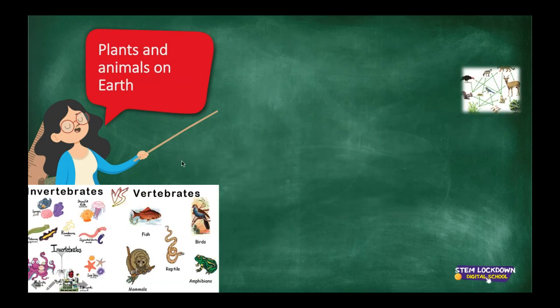Plants and animals on Earth. On Earth, we have a variety of many animals, some of which have skeletons, and some of the animals do not have bones. Let's look at the picture on the bottom of the screen. Let's start off first with vertebrates. Vertebrates are the animals which have bones.